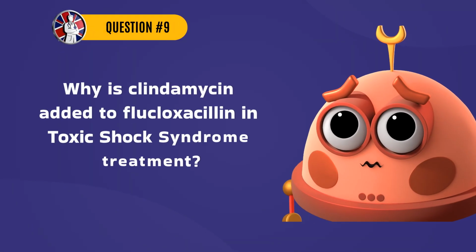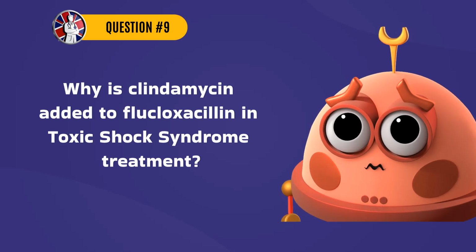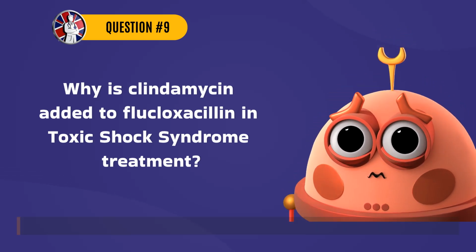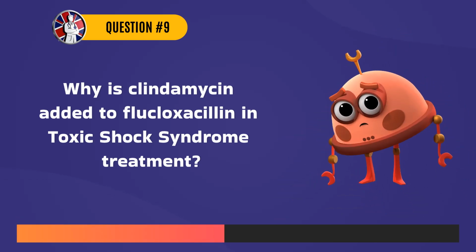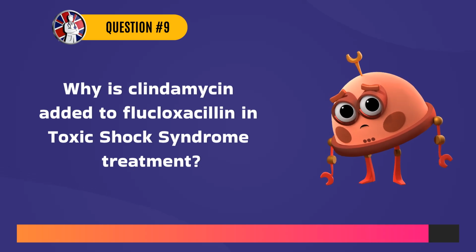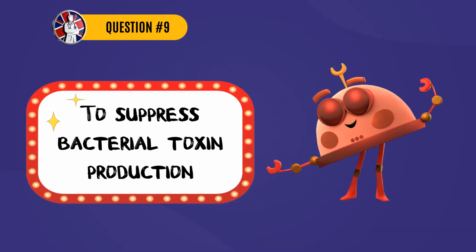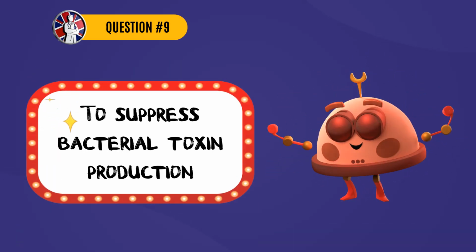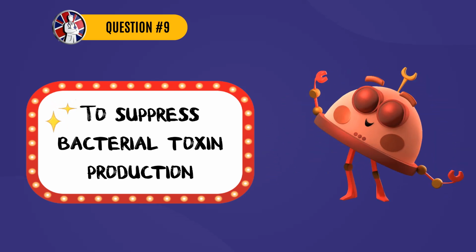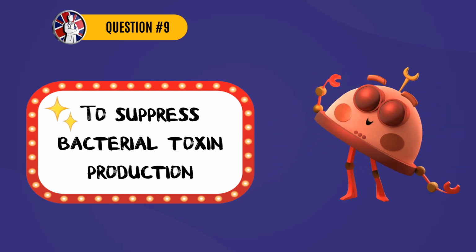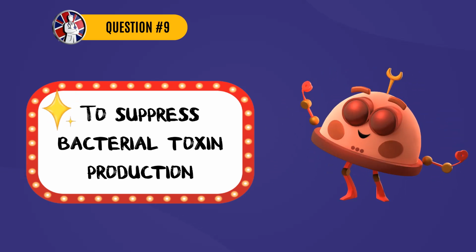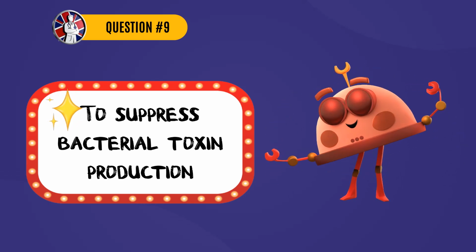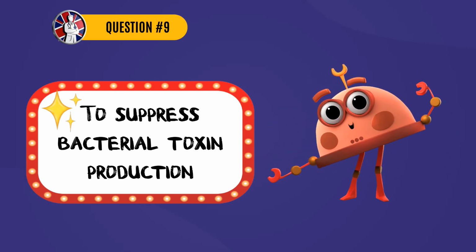Why is clindamycin added to flucloxacillin in toxic shock syndrome treatment? Answer. To suppress bacterial toxin production. Clindamycin is added to flucloxacillin in the treatment of toxic shock syndrome because it helps to inhibit bacterial toxin production, which is a major factor in the severity of toxic shock syndrome.